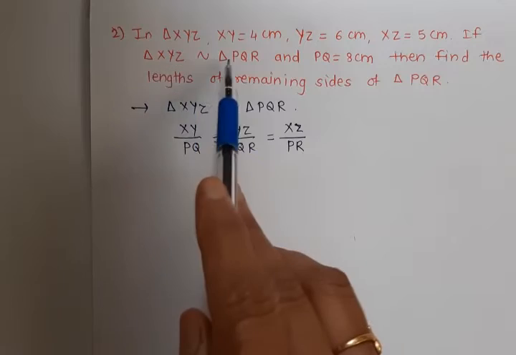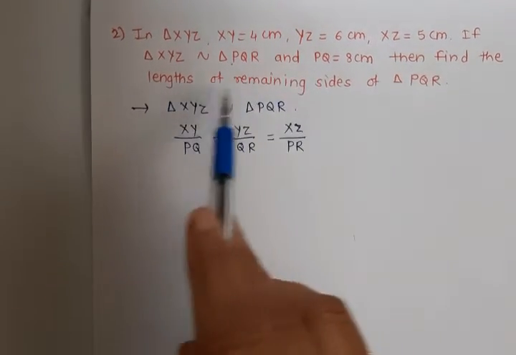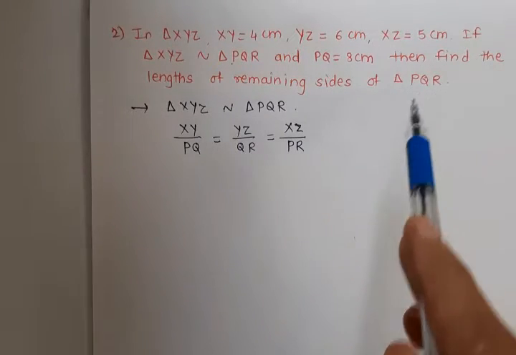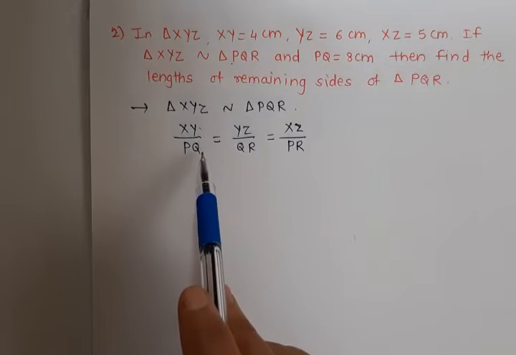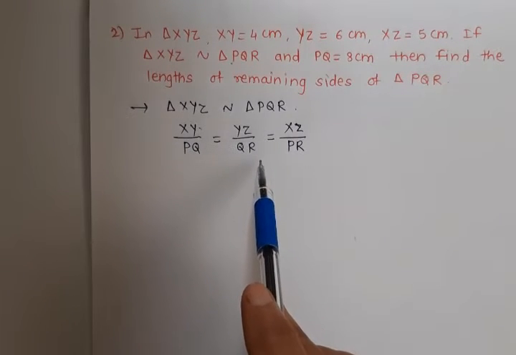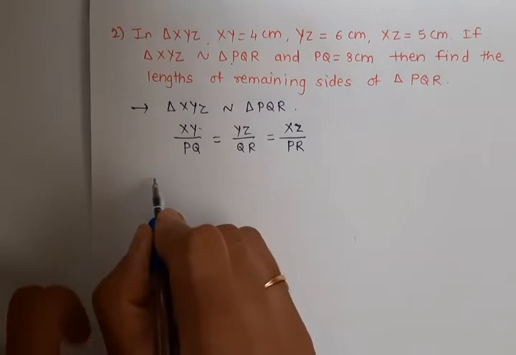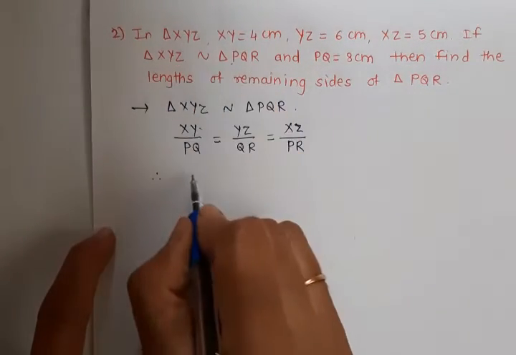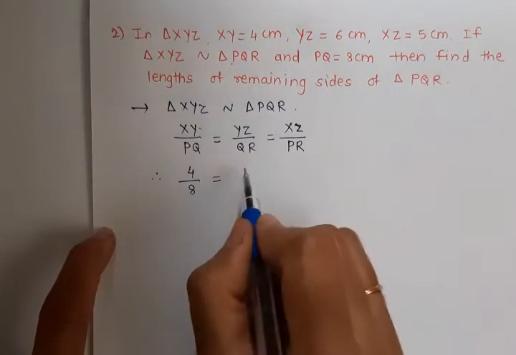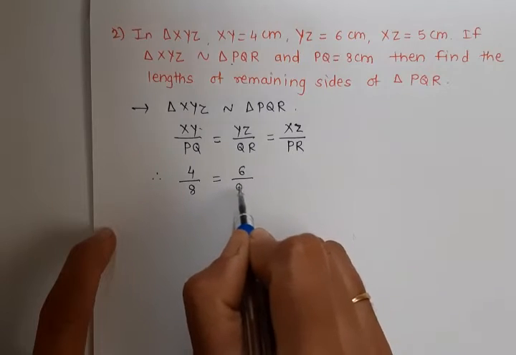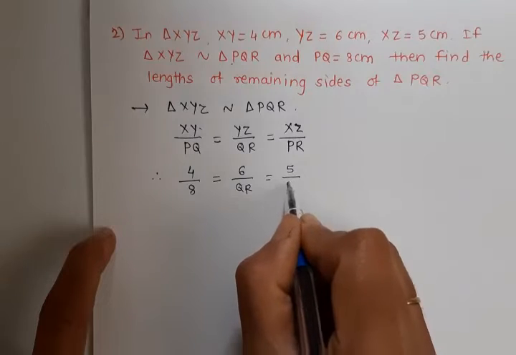If triangle XYZ is similar to triangle PQR and PQ equals 8 cm, then find the length of the remaining sides of triangle PQR. Now here similar triangles are given, that means their sides are in proportion. So XY upon PQ equals YZ upon QR equals XZ upon PR. Now here some values are given, so we substitute those values. XY is given as 4, so 4 upon 8 equals, YZ is given 6, we have to find the value of QR, equals, XZ is given 5, we have to find the value of PR.